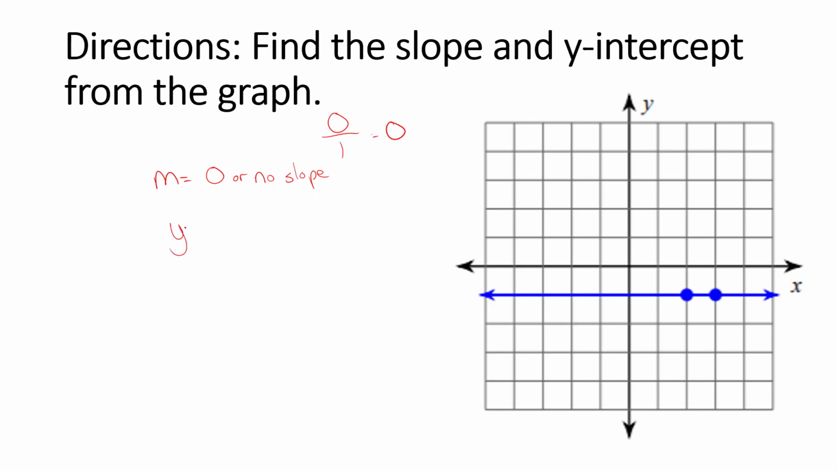Now the y-intercept. The y-intercept when x is 0 is going to be right there where the graph crosses the line. So 0, negative 1.